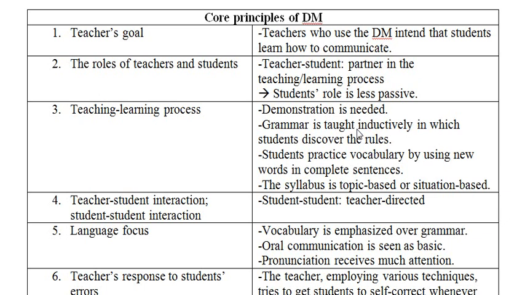Grammar translation method also has other names, classical or traditional method. Direct method also has another name, natural method. For each method we need to go through the core principles, and we have 7 principles. So let's go through the first one.